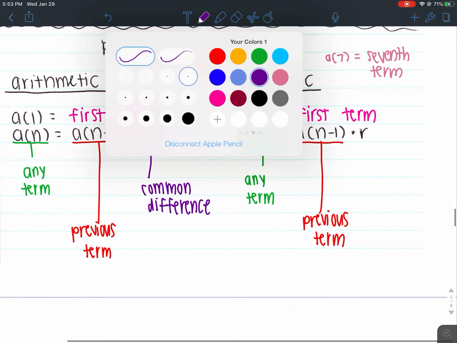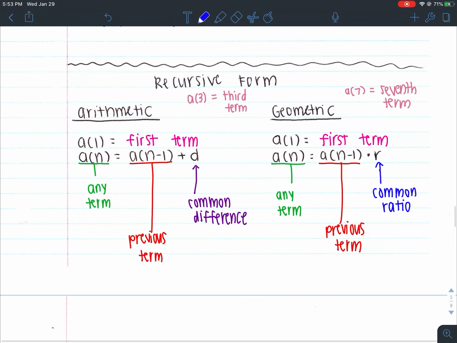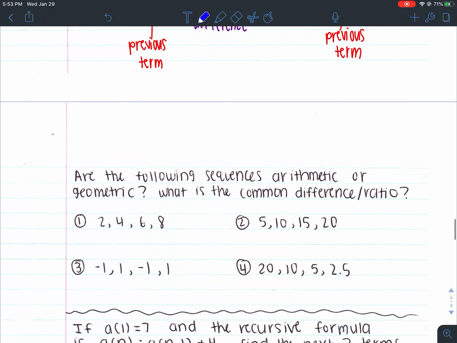Okay? And the r is going to represent the common ratio. It's whatever number you're multiplying by to get from term to term. So again, these forms are exactly the same, except that the only thing that's different is the very end. Okay? So I'm going to move on.